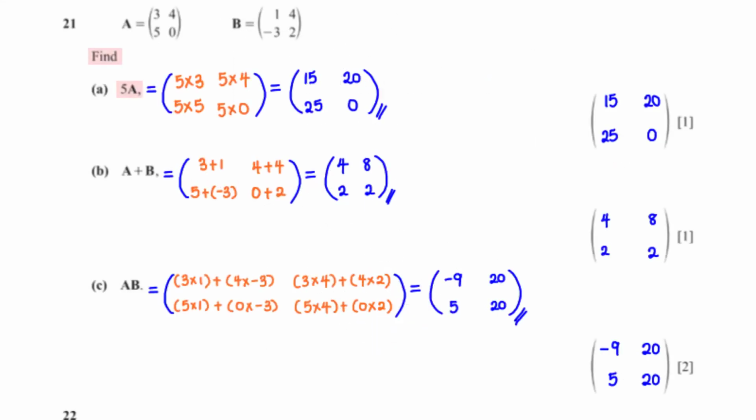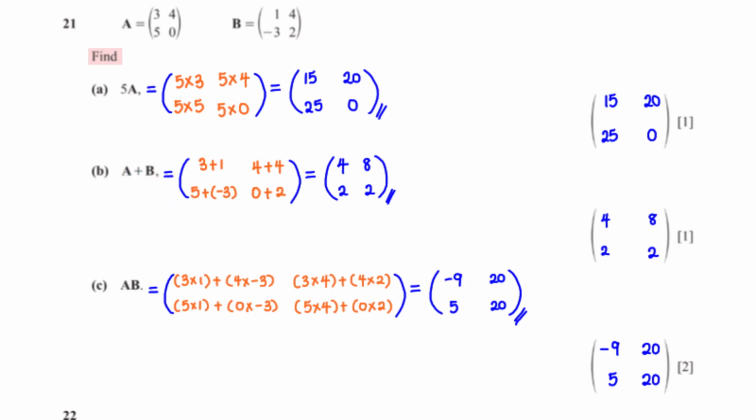Find 5A. To get the resulting matrix, we multiply each element in matrix A by 5. This gives us 15, 25, 20, 0. Find A plus B. To get the resulting matrix, we add corresponding elements in matrix A and B. This gives us 4, 2, 8, 2.